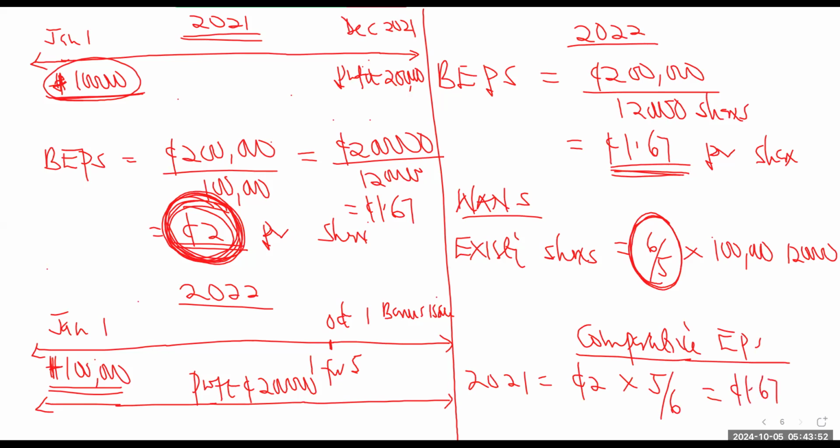So whenever you are doing the bonus issue and you are giving previous figures, you have to restate that. You have to incorporate the impact of the bonus issue on that one, so that the shareholders will not be thinking that the company is underperforming. No, they are not underperforming.